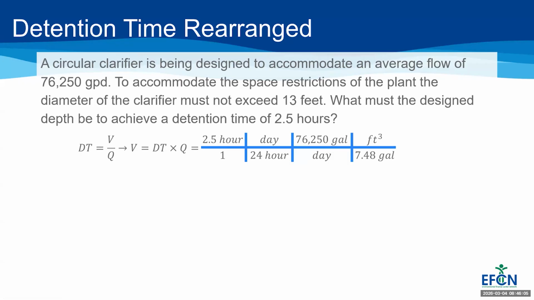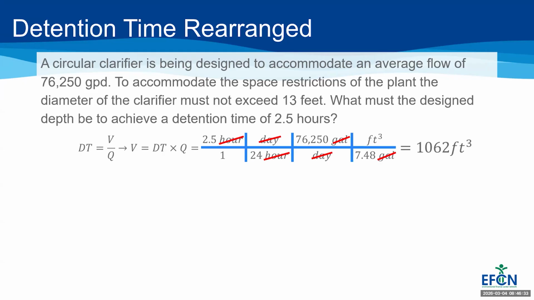We do the math, multiply across, and you can see this one has numbers in the top and numbers in the bottom. So this one we have to multiply 2.5 times 76,250. And we have to multiply 24 by 7.48. And then we divide the top number by the bottom number. So that comes out to 1,062 cubic feet. Okay. So that's your volume.